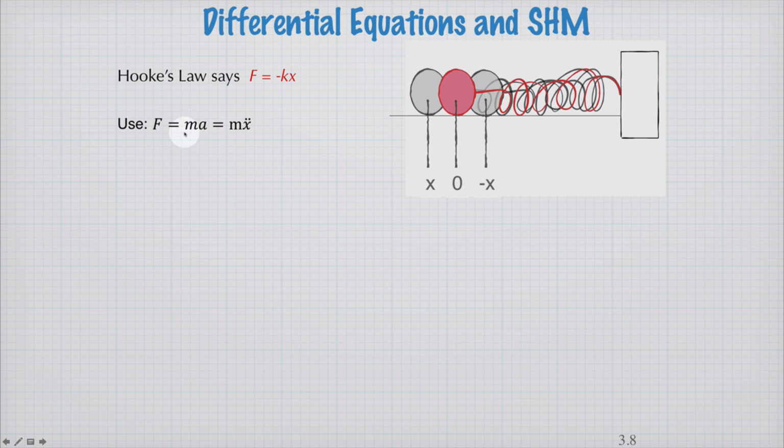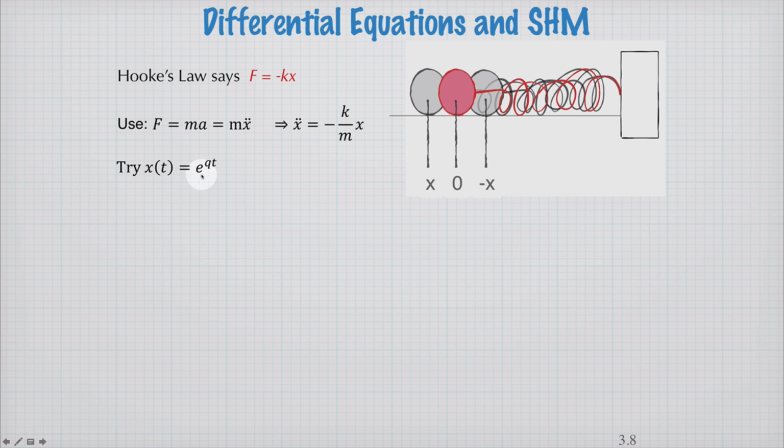Force is also equal to mass times acceleration, or m x double dot. X double dot here is the second time derivative of x, which is the acceleration. Equating these two, we find that x double dot must be equal to negative k on m times x. So this is the differential equation that we wish to solve.